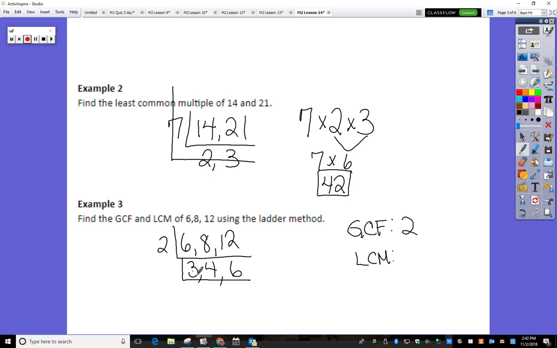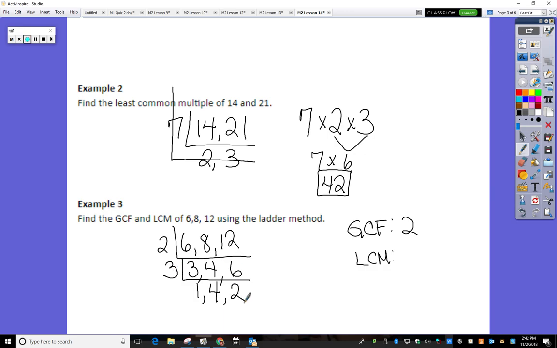I'm going to look here at the 3 and the 6 first. They can both be divided by 3. So what I do in this case is I put the 3 out here. I divide it into the numbers it can divide into. So 3 goes into 3 one time. 3 does not go into 4 at this point, but I'm going to bring down that 4. And then 3 goes into 6 2 times.